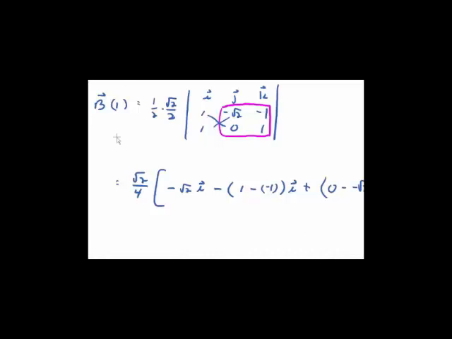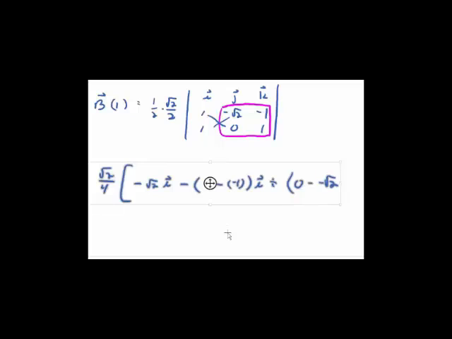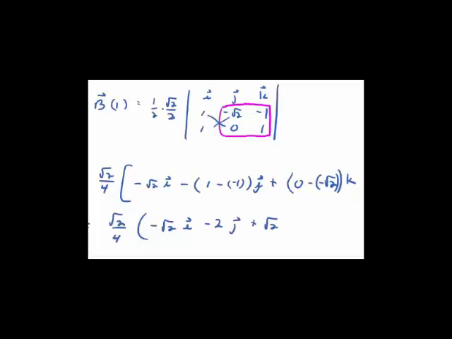Let me move this over because I just went outside the video screen. There we go. Now I think you can see it. And then that's times k. So after we clean that up, it becomes radical 2 over 4 times the vector negative radical 2 i, well, this will be minus 2, and I should have written j here, of course, j, and then plus radical 2 k. Clean up any mistakes, and there you go.